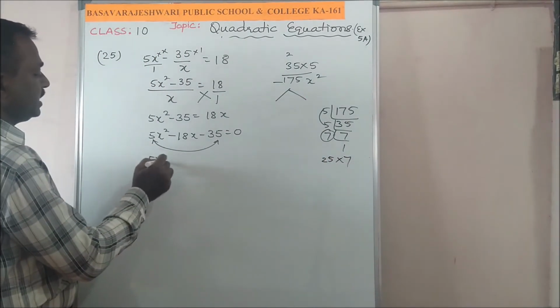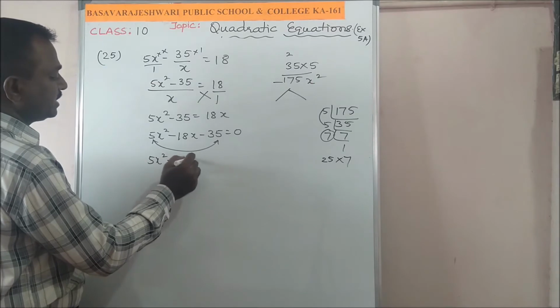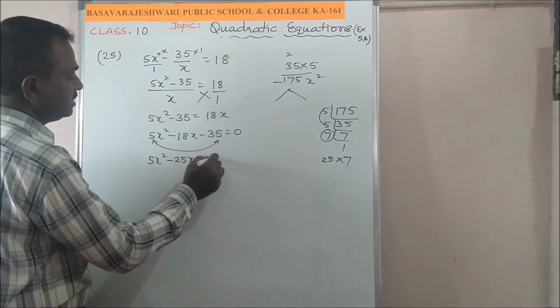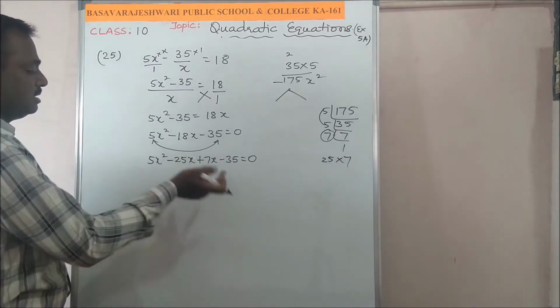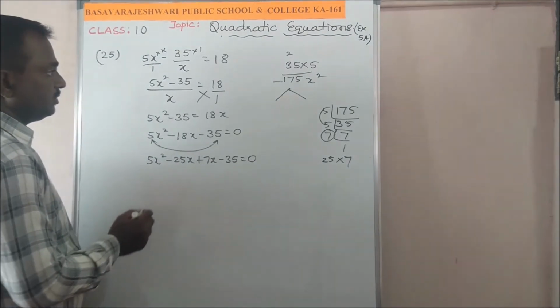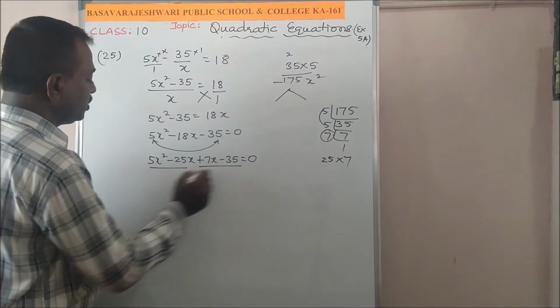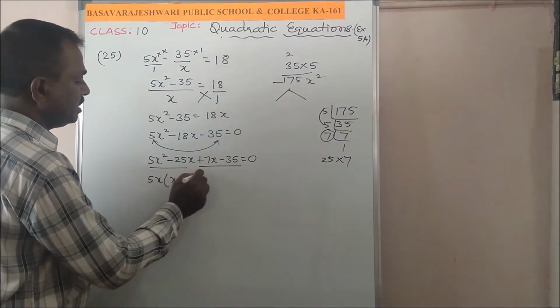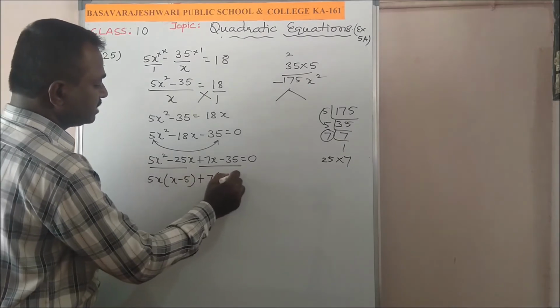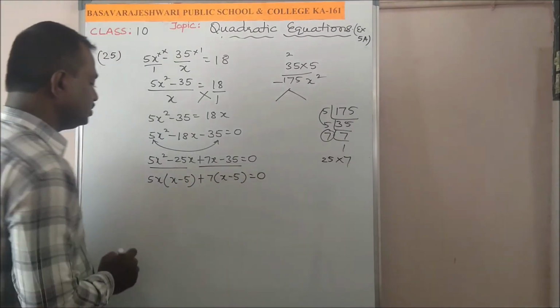So 5x square minus 25x plus 7x minus 35 is equal to 0. Minus plus minus. Okay, 25 and 7 give 175. So make it into two parts. 5x is common here, x minus 5; plus 7 is common, x minus 5 is equal to 0.